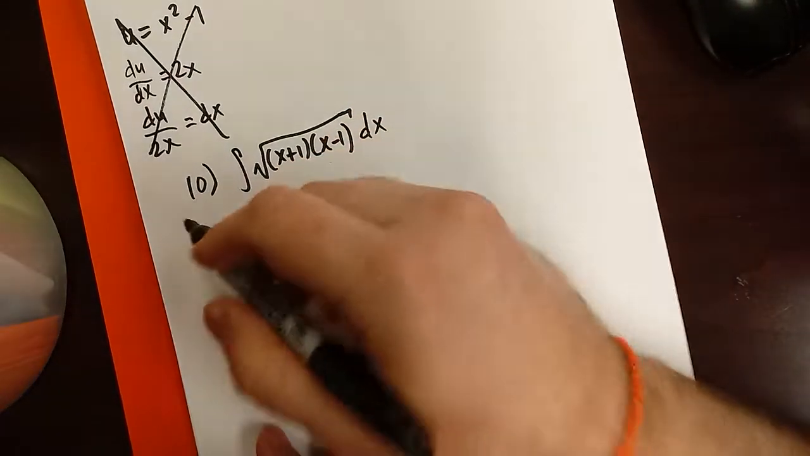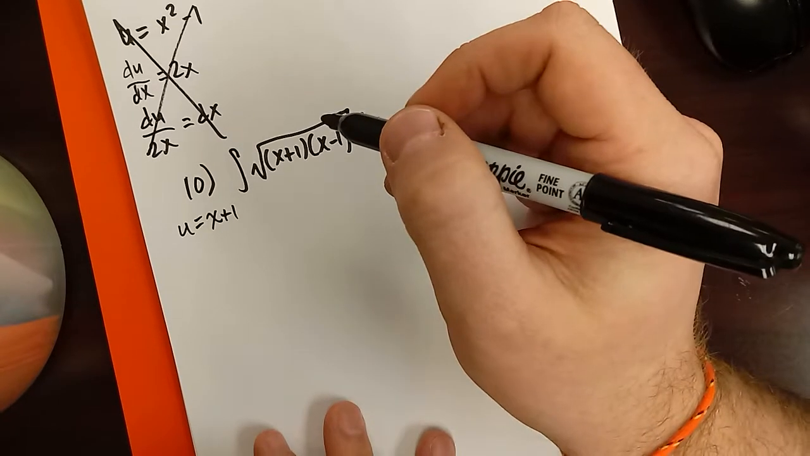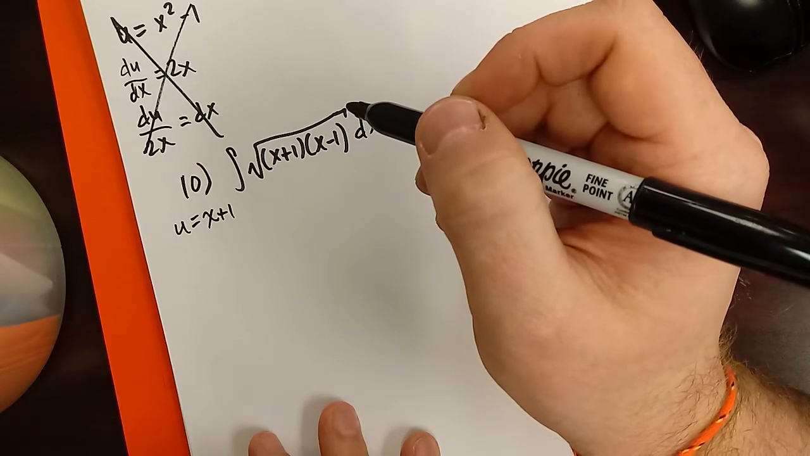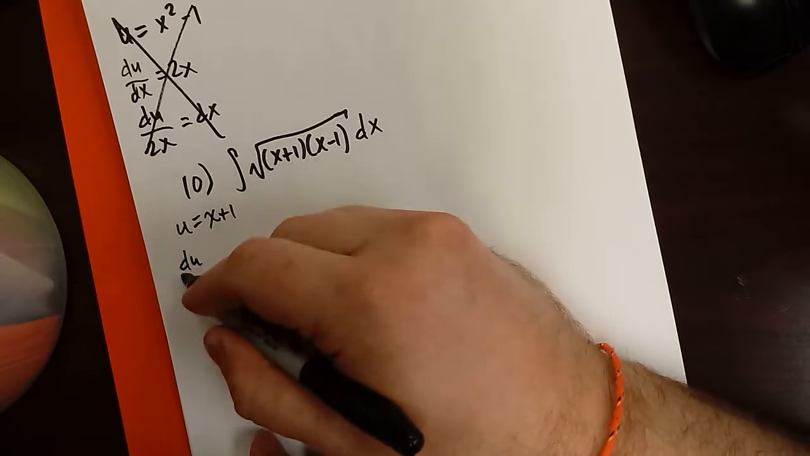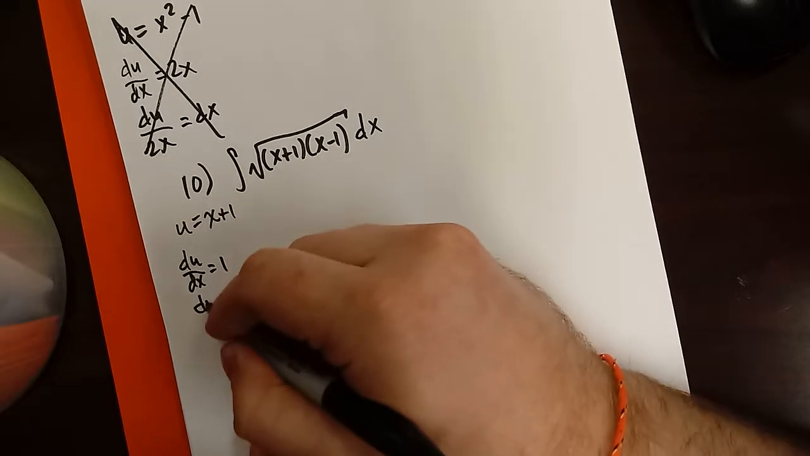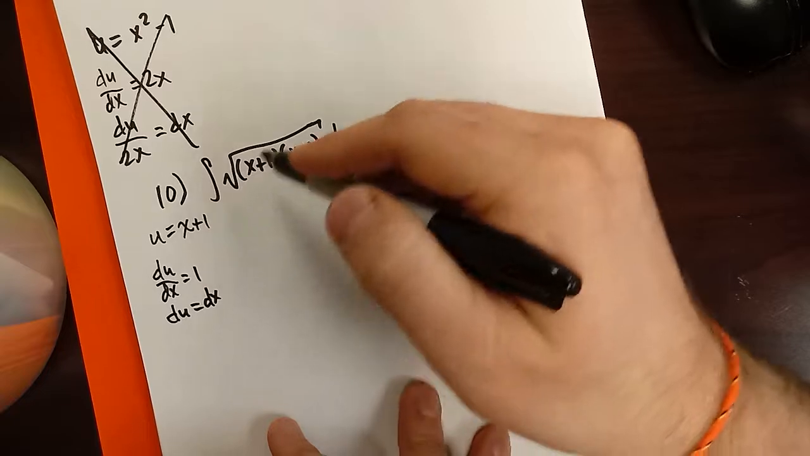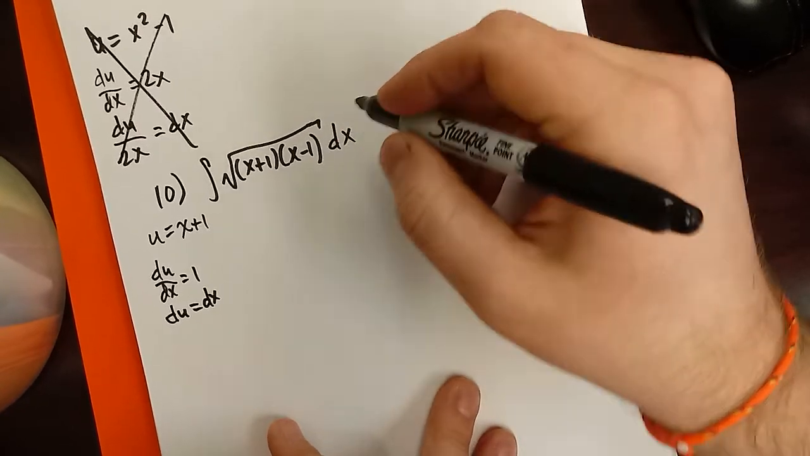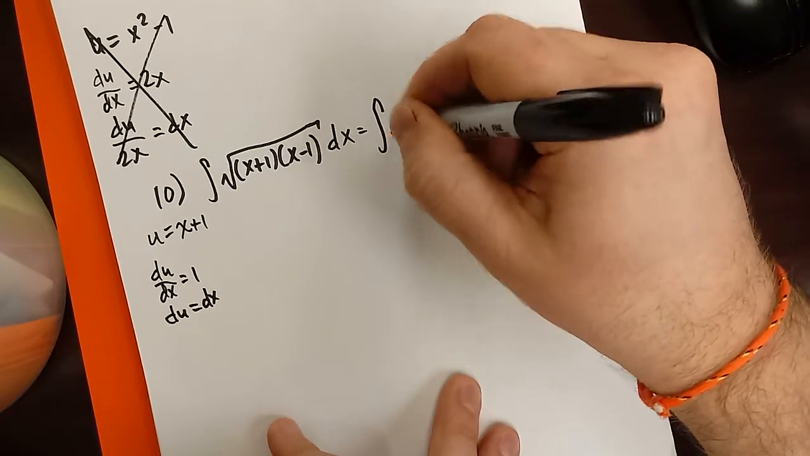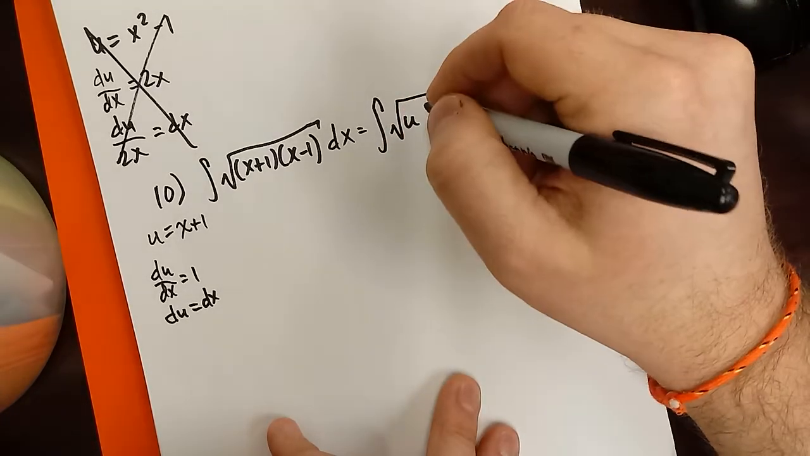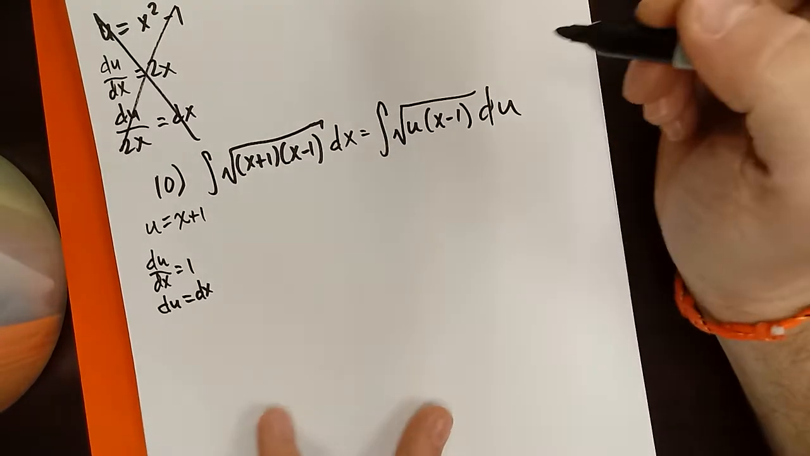So I'm going to say u is equal to x plus 1. So if I go in and do my substitution, let's see, so du dx is equal to 1, so du is equal to dx. So if I go in and do my u substitution, then I wind up getting the integral of the square root of u times x minus 1 du. I still have an x there.